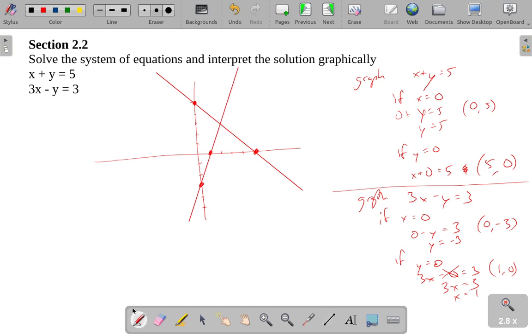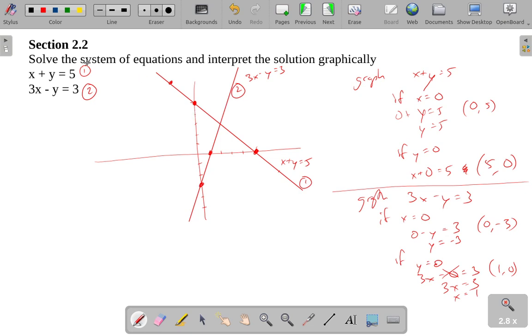Okay, so all I've done here is graph the 2 lines on the same axes. This is x plus y equals 5, and this is 3x minus y equals 3. It's a good idea to label these. However, sometimes it can be cumbersome to write out the full equation, so I like to label them as equation 1 and equation 2. In any case, points that satisfy equation 1 are along this line. This point satisfies equation 1, this point satisfies it, and so on. Points that satisfy equation 2 are along that line, similarly.